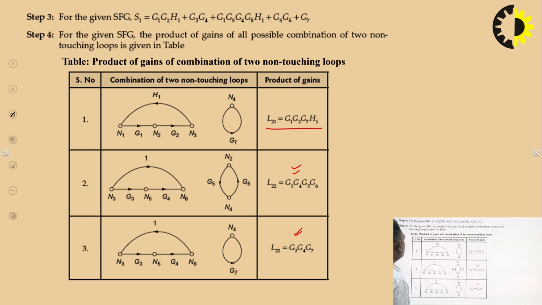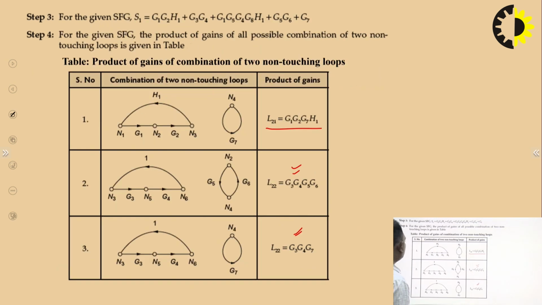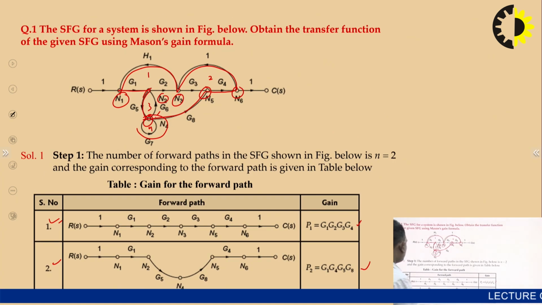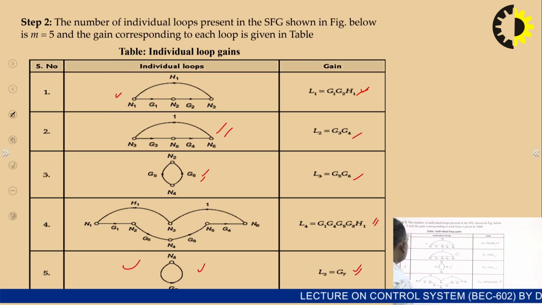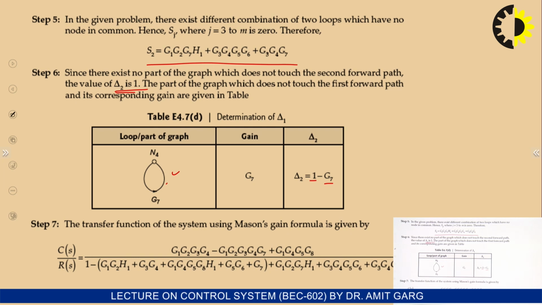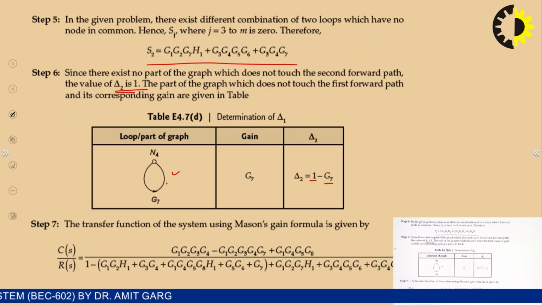And delta 2 is for forward path 2. You can see this forward path is touching all the loops, so delta 2 will become 1. Now you can write the formula simply as P1 delta 1 plus P2 delta 2 upon delta, where delta is 1 minus the sum of all individual loops.